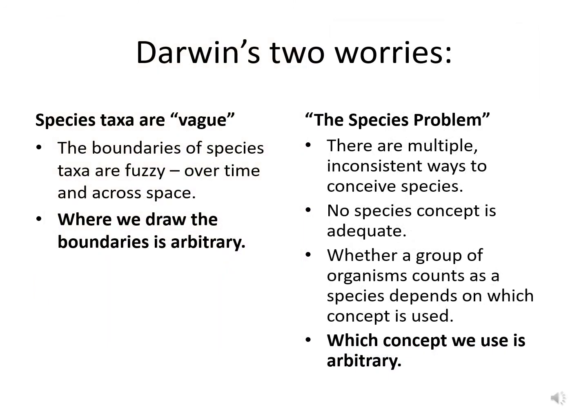Darwin was frustrated by the multiple and inconsistent ways to conceive of species. It did not seem that any one of these concepts was completely adequate in all cases, and the choice of criteria had implications for what was or was not considered a species. Furthermore, the boundaries used to define species across space and time were similarly tainted by arbitrariness.